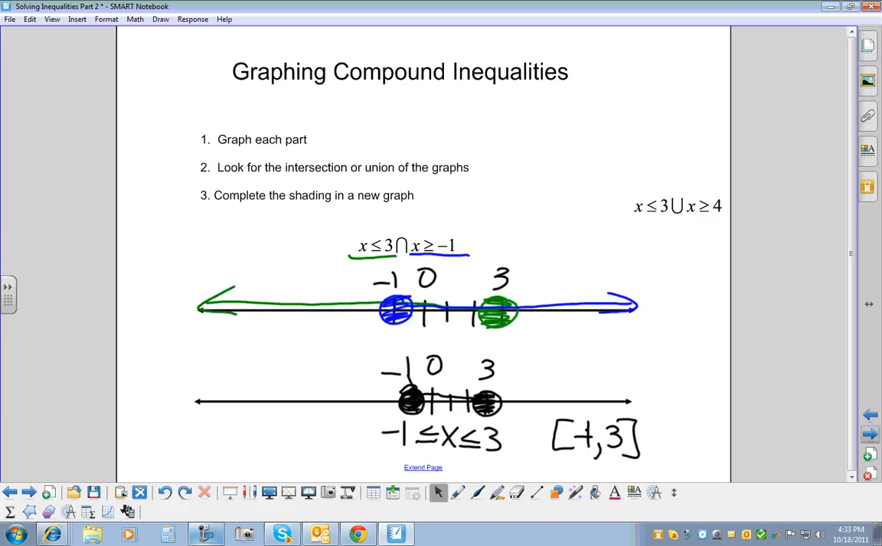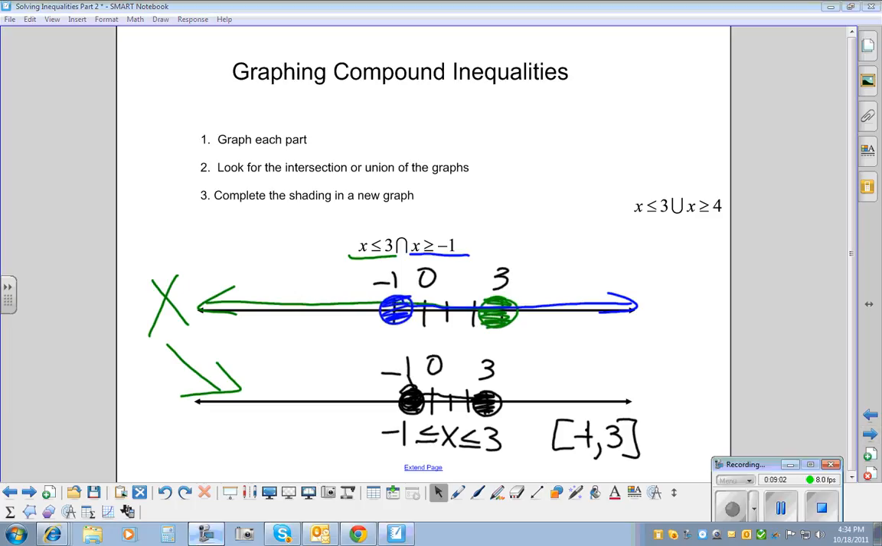Our final solution is not this graph up here. This is our working graph. This is our final solution. Pause the video as needed to take notes.